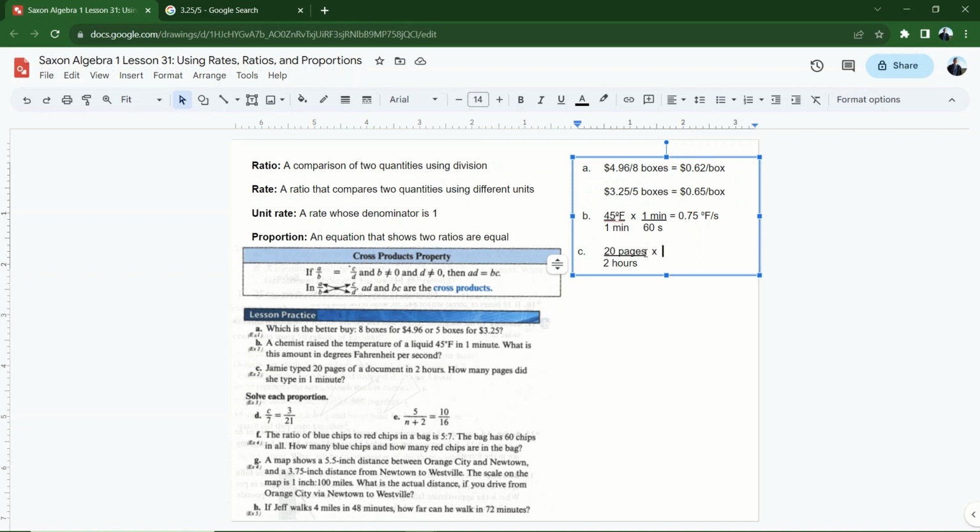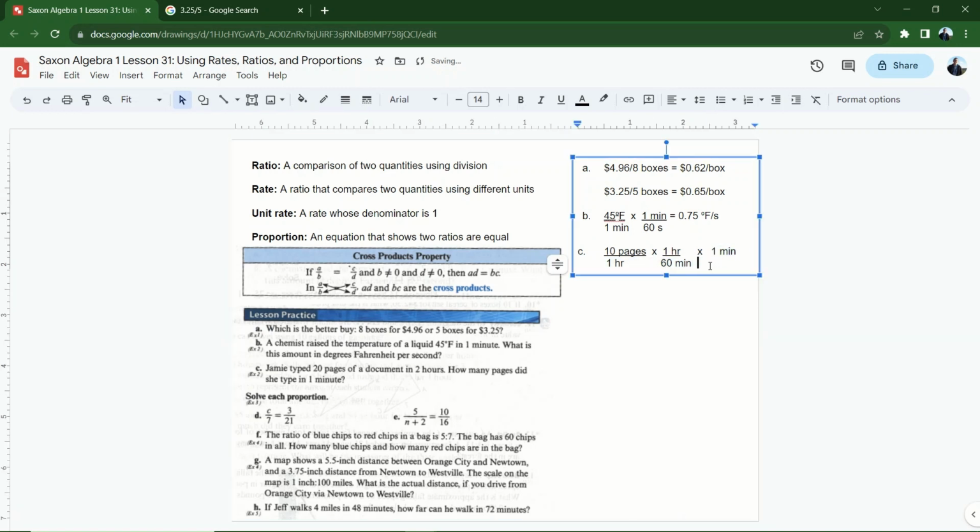So let's do 20 pages per 2 hours. Now, first of all, let's do this. 20 divided by 2, I can simplify this fraction right away. That's 10 pages for every 1 hour. So she was typing 10 pages per hour. Now, let's finish this up. 10 pages per hour times 1 hour per 60 minutes. Okay, so that's a good conversion factor to have there. And then I'm going to multiply again times 1 minute per 60 seconds.